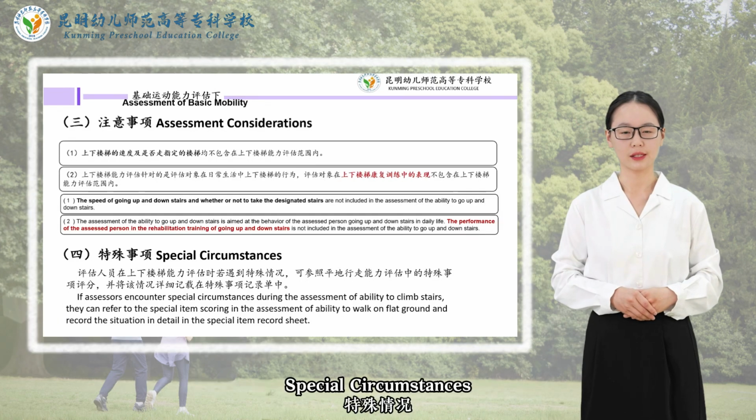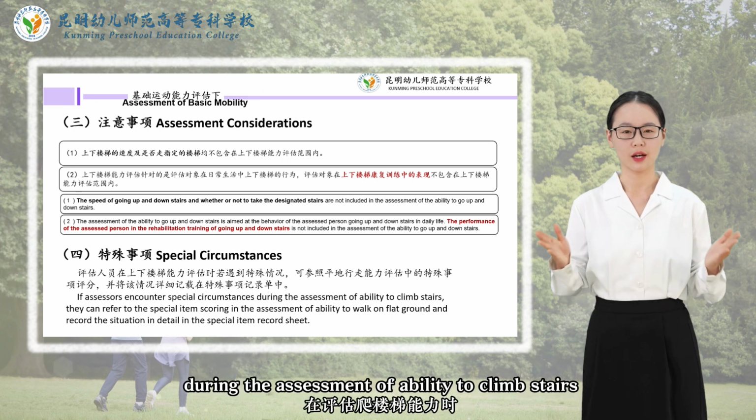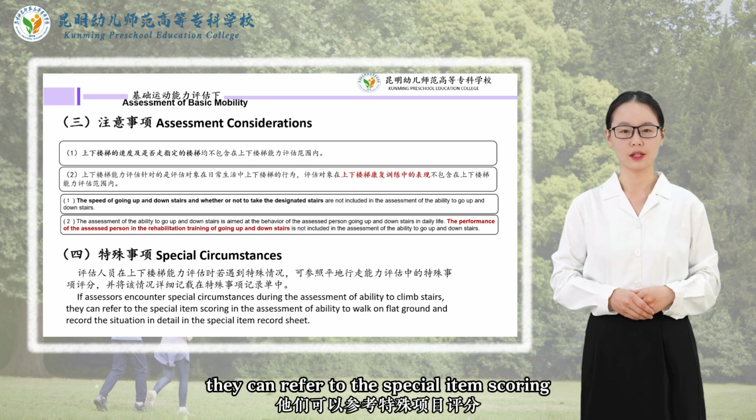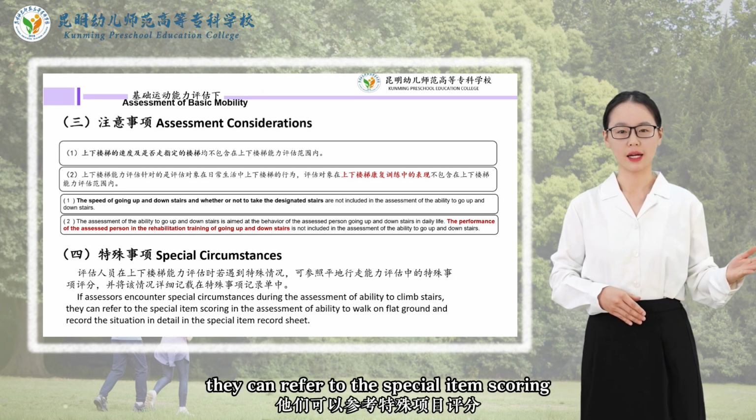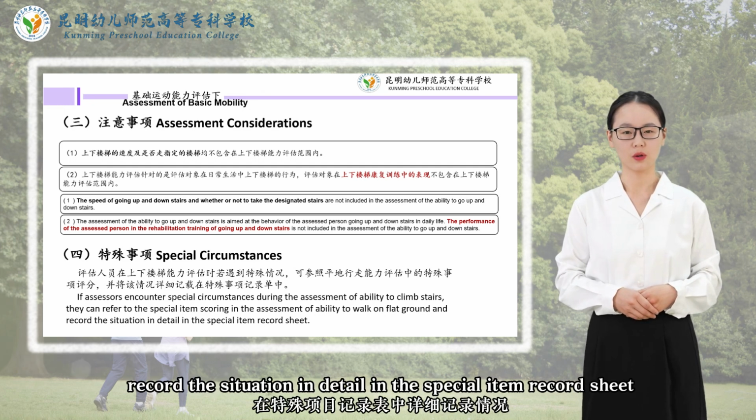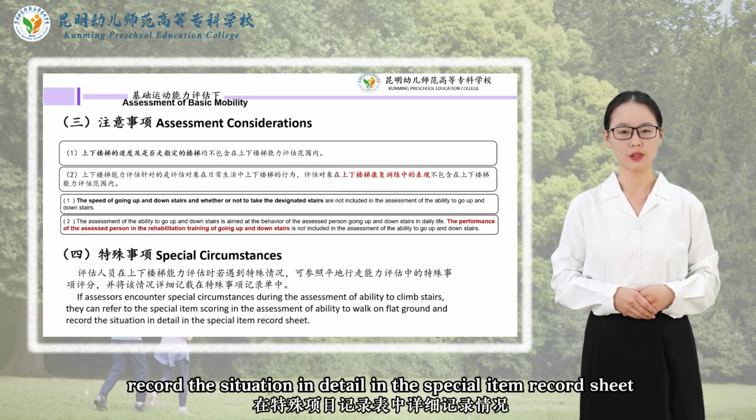Special circumstances: if assessors encounter special circumstances during the assessment of ability to climb stairs, they can refer to the special item scoring in the assessment of ability to walk on flat ground and record the situation in detail in the special item record sheet.